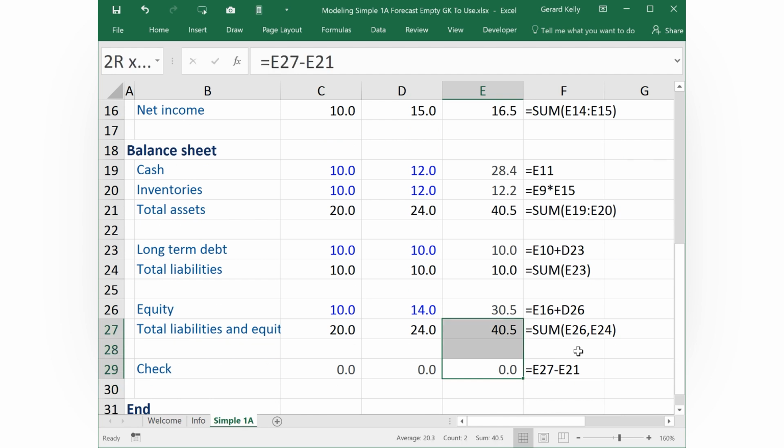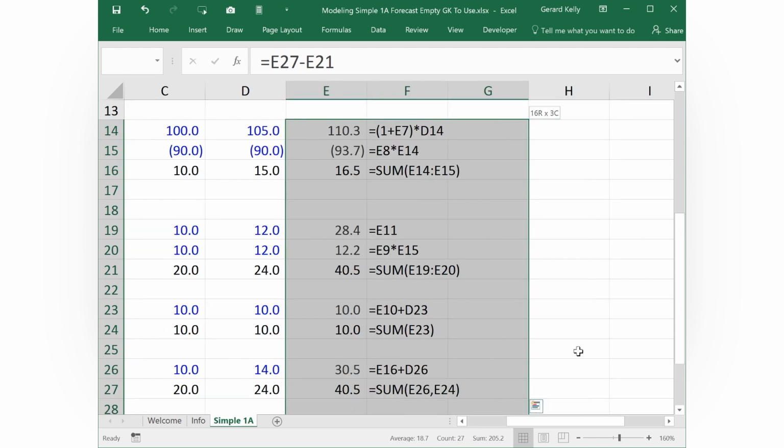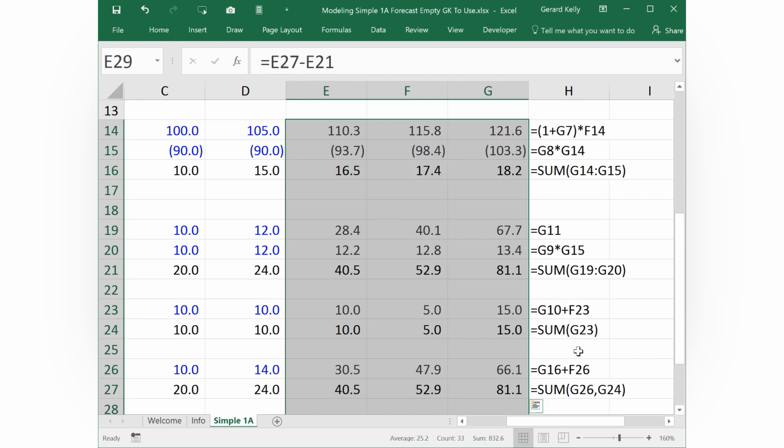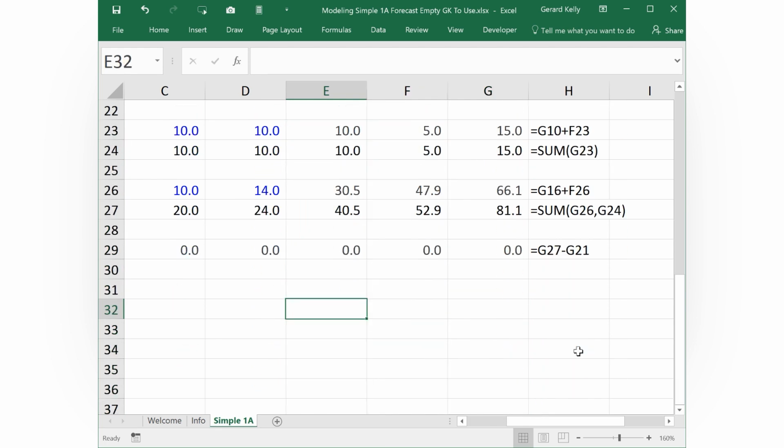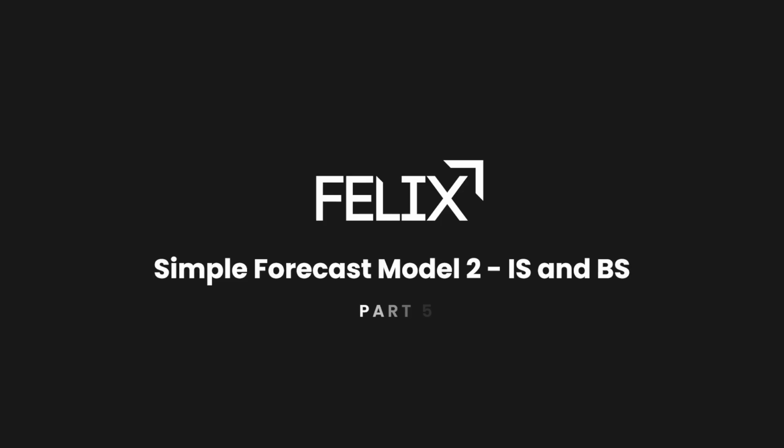I can now copy period 1 to the right. That will then grab all of the assumptions from period 2, bring them into the period 2 forecast period, and there are all of my figures for period 2 and 3. If I scroll down, again, I can see that the balance sheet does indeed balance for that period.